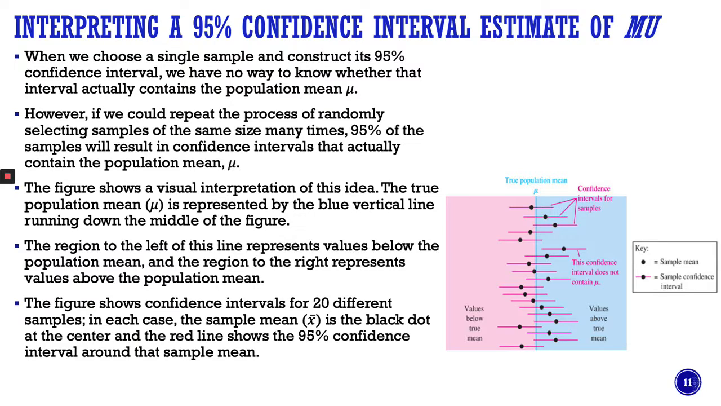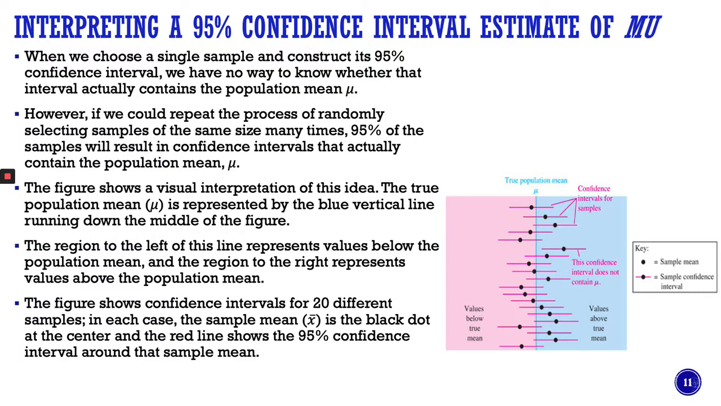So when we choose a single sample and construct its 95% confidence interval, we have no way to know whether that interval actually contains the population mean of mu. However, if we could repeat the process of randomly selecting samples of the same size many times, 95% of the samples will result in confidence intervals that actually contain the population mean of mu. The figure shows a visual interpretation of this idea.